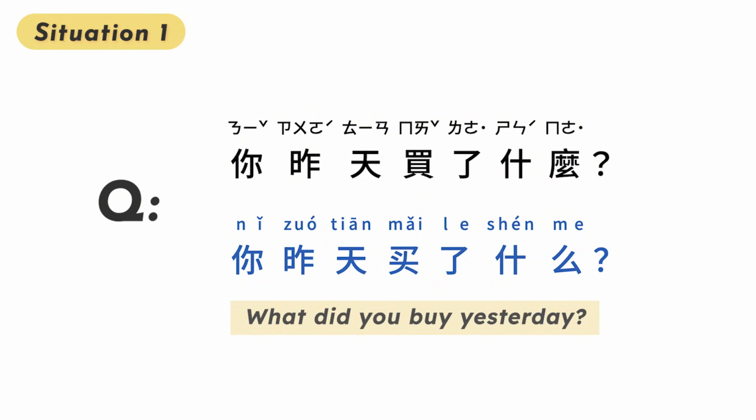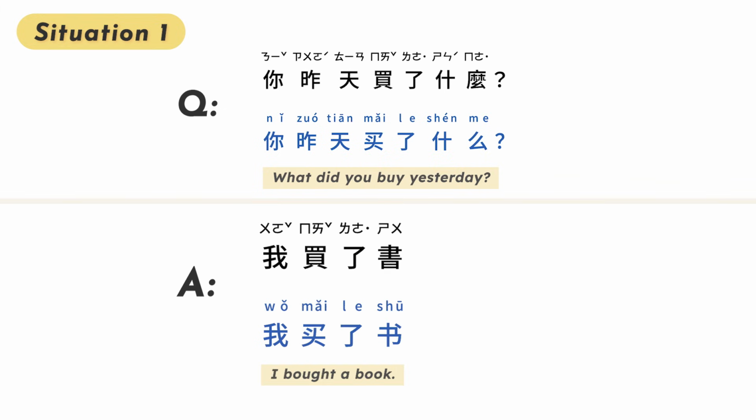If I knew you went to a shop yesterday and I wanted to know what you bought, so I ask you, 你昨天买了什么？What did you buy yesterday? And then you could reply, 我买了书。I bought a book. Our conversation is surrounding what you did, so it's very natural for you to start the sentence with 我, I, because this is the topic of our conversation, and 买了书, bought a book, is the new information you want me to know.